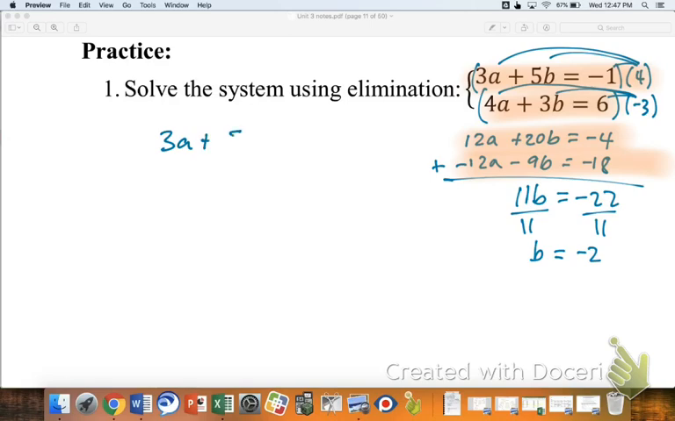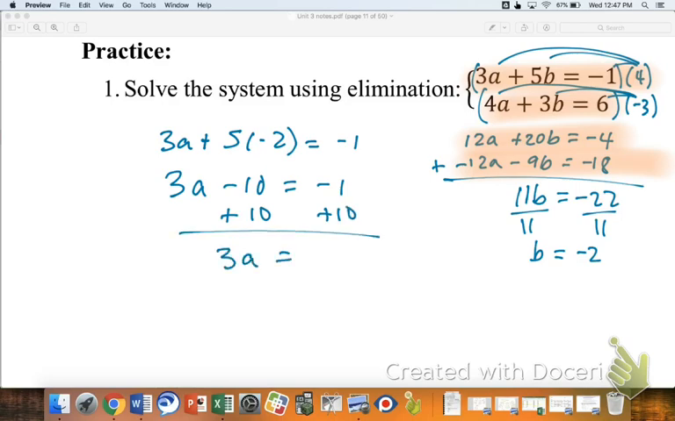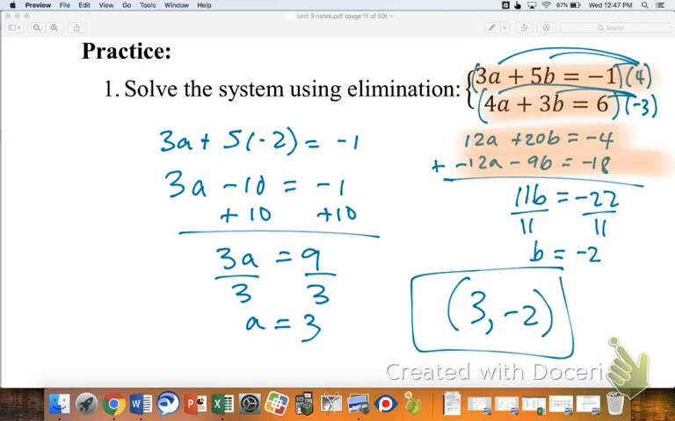It would be 3a plus 5 times negative 2 equals negative 1. By plugging back in, I get 3a minus 10 equals negative 1. I complete the algebra here. I get 3a equals 9. Did you guys get a equals 3? Okay, so your final answer would be 3, comma, negative 2.